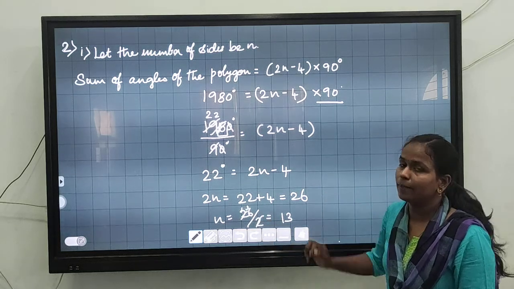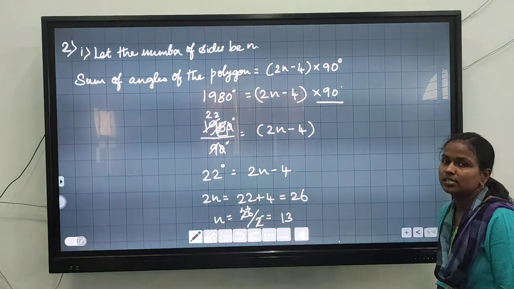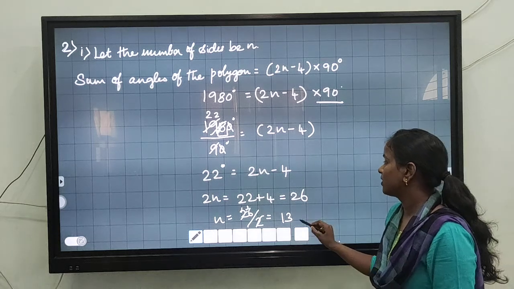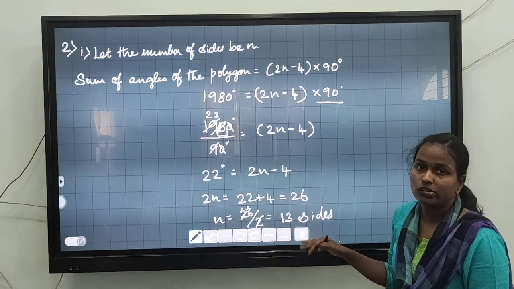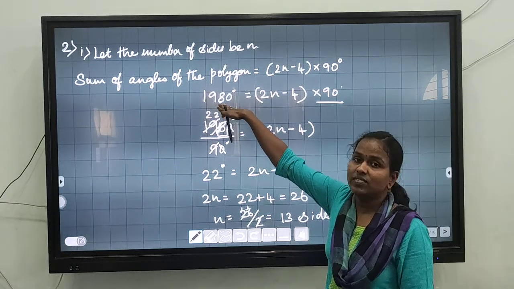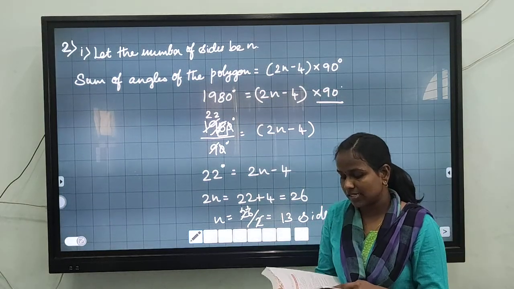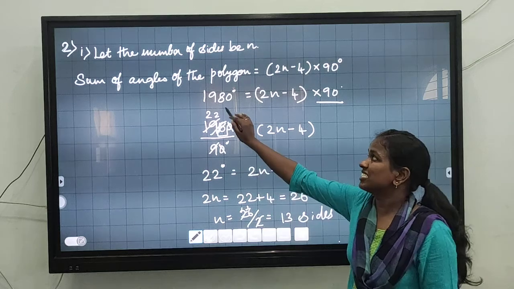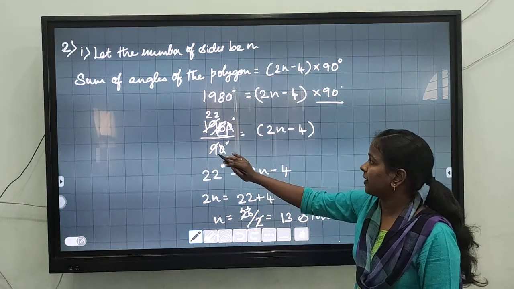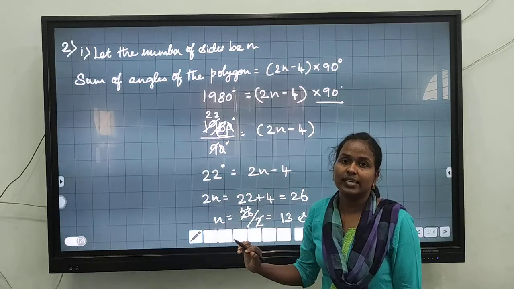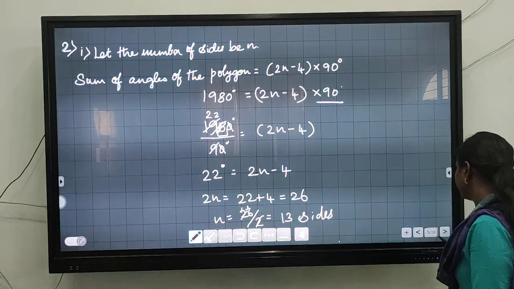So how many sides does that polygon have? 30 sides. So we can write n equal to 30 sides. Same way you have to solve the next question. Instead of this number they are giving another number, that is 3240. Just substitute 3240 here and again divide that number by 90 and take all the remaining to this side. Find n value.